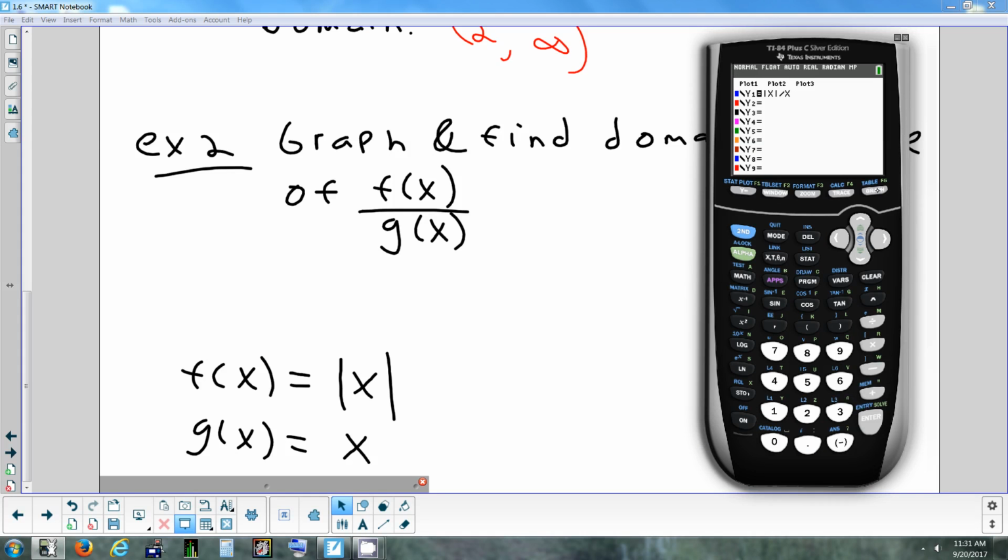-1. So when you hit graph, if you plug in a negative value for x, you always get -1. If you plug in a positive value, you always get +1. So those are the only two numbers in the range. Those are the only two numbers you'll ever get for y. 1, -1.